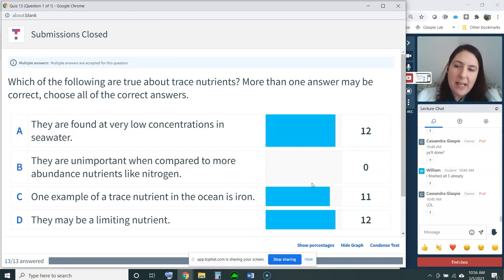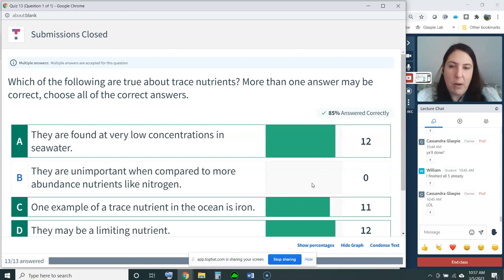Okay, so the correct answers were A, C, and D. They're found at very low concentrations. One example of a trace nutrient is iron, and they may be a limiting nutrient. B was incorrect, so they can be just as important as abundant nutrients like nitrogen. Nice job.